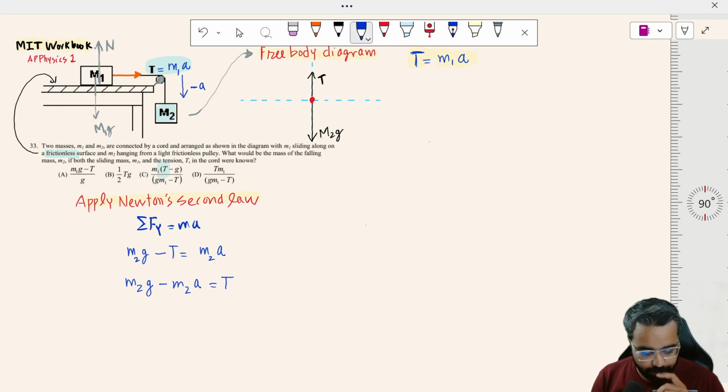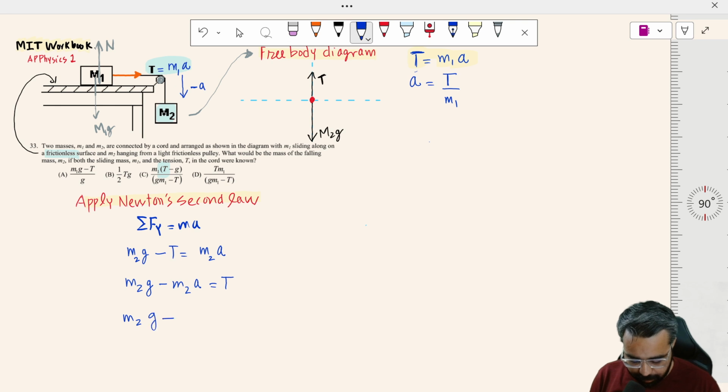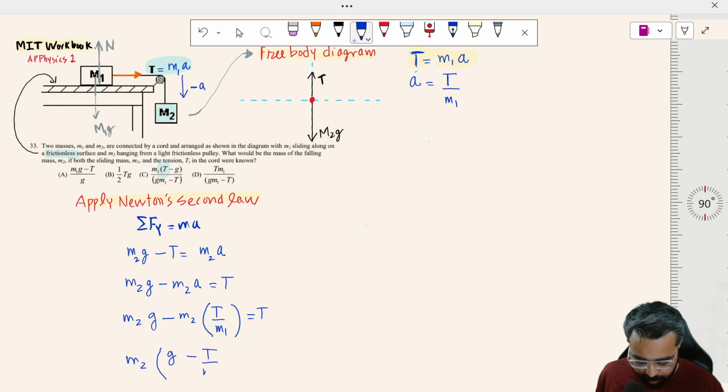And how can we eliminate it? Using the value of the tension, we can put the value of acceleration, which will be T over m1. So I'm going to put the value here: m2g minus m2 into tension over m1 equals T. Now you can take this on the other side. In fact, you should take m2 common, so we will get m2 times g minus T over m1 equals tension T.